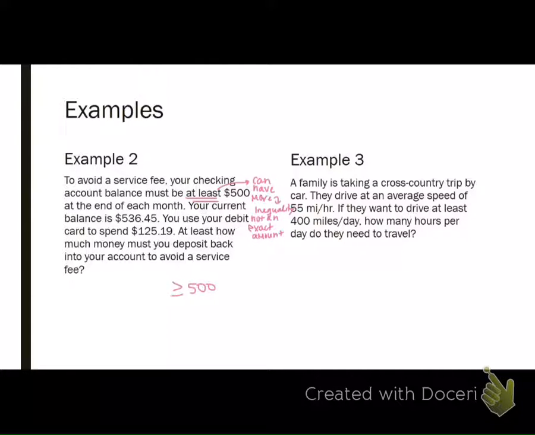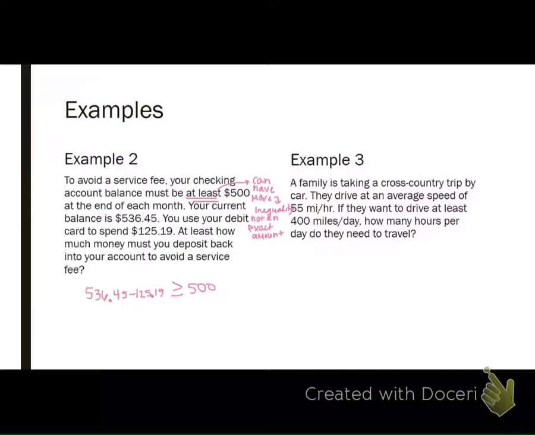You have $536.45 in your bank account, but you spend $125.19, right? What is this missing then? It's missing a variable, right? How do I put the variable in this one? Deanna?